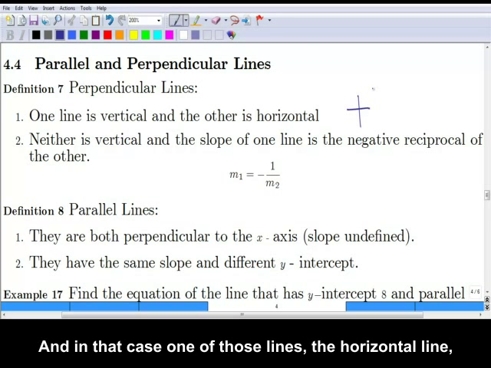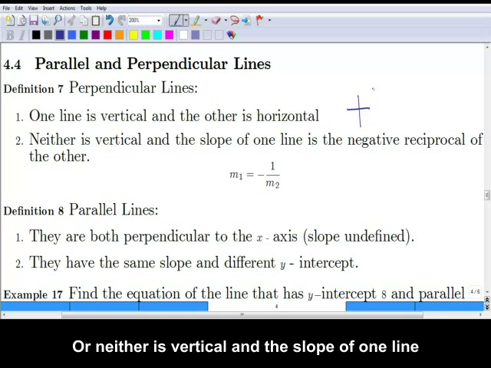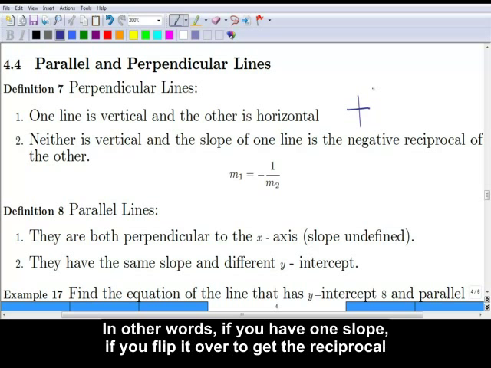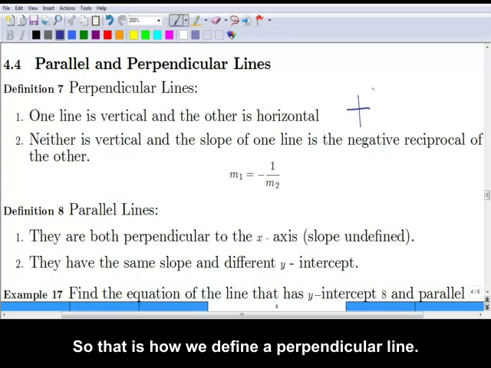And in that case, one of those lines, the horizontal line, has a slope of 0, and the vertical line has an undefined slope. Or neither is vertical, and the slope of one line is the negative reciprocal of the other. In other words, if you have one slope, if you flip it over to get the reciprocal and then switch the sign on it, you would get the slope of the perpendicular line. So that is how we define a perpendicular line.